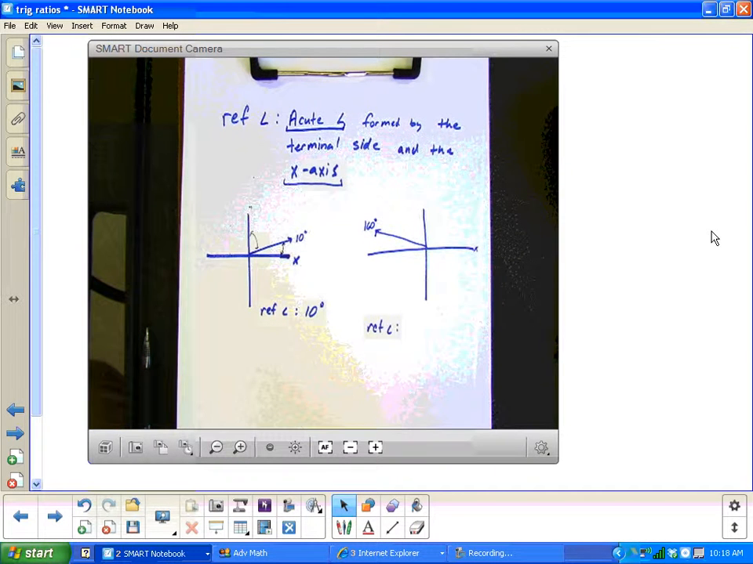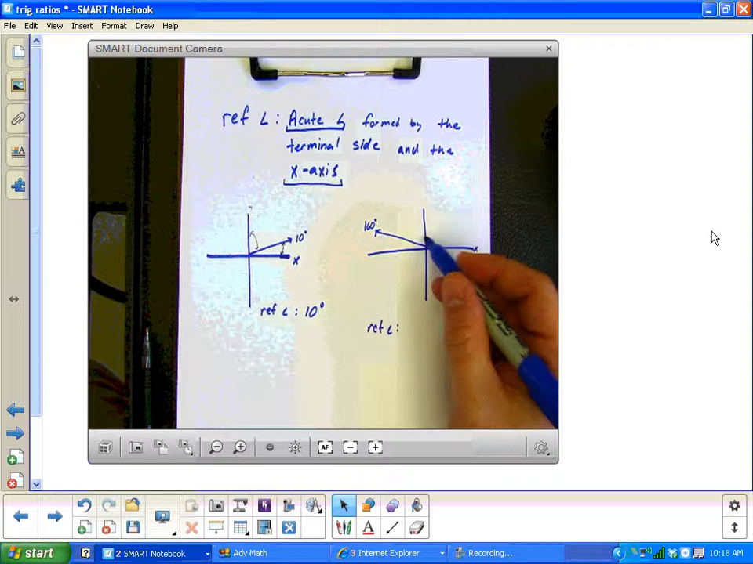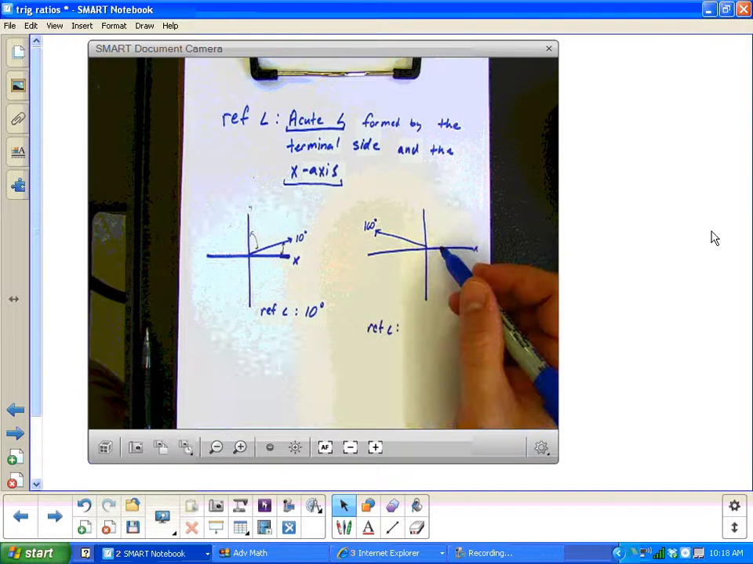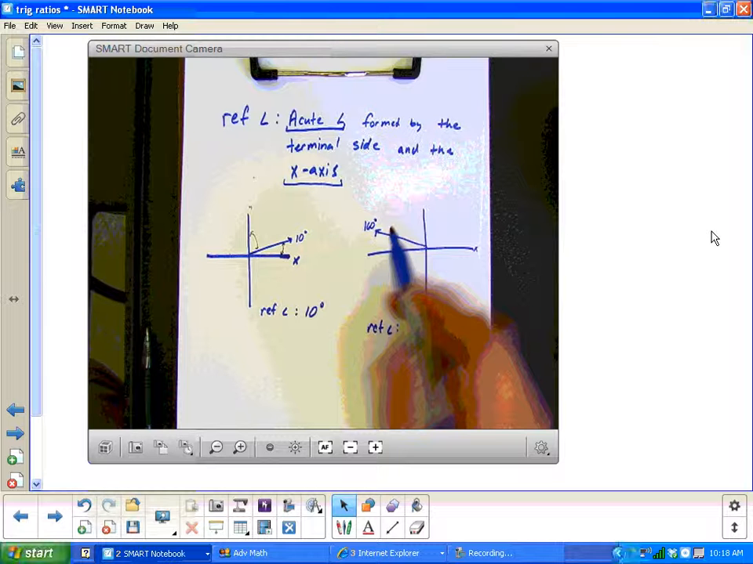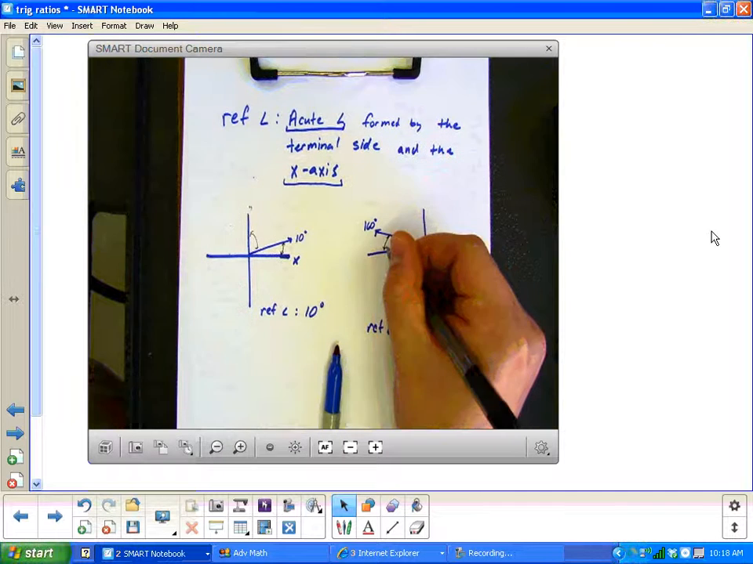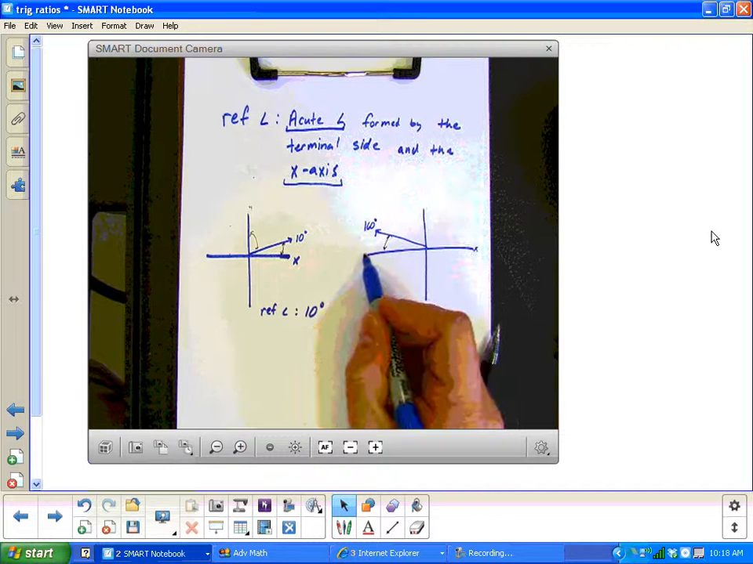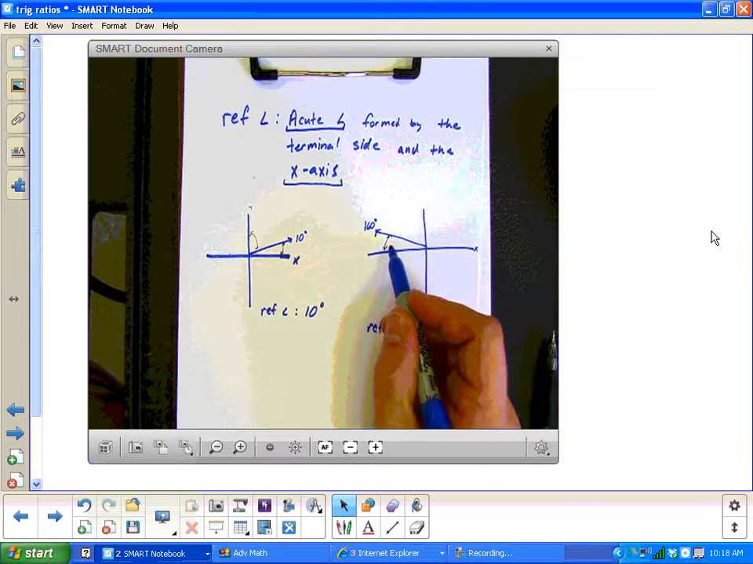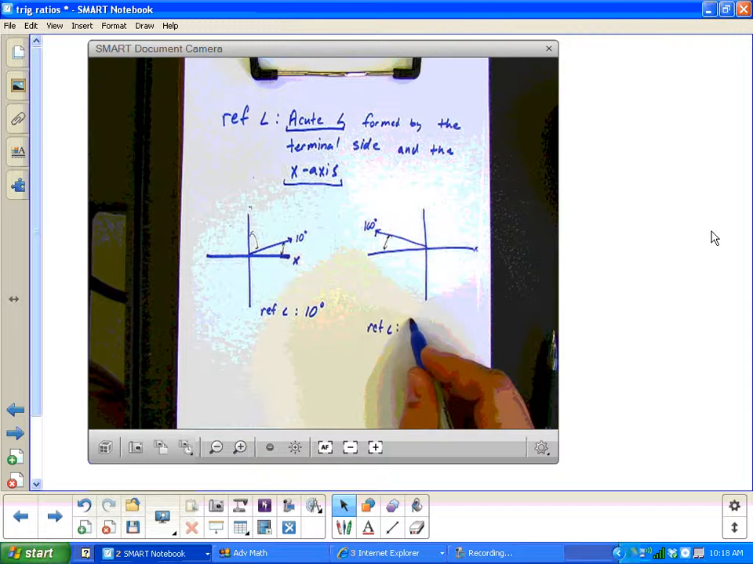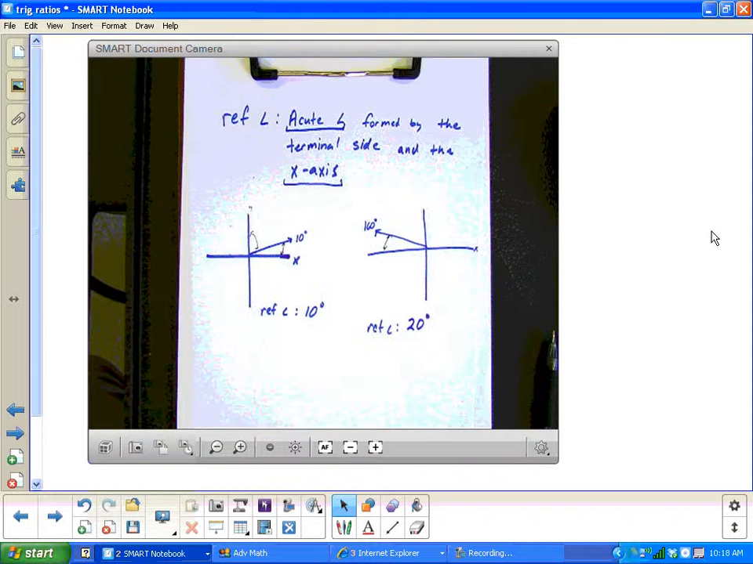Let's look at it. The x-axis. Now, I couldn't form it this way, could I? Because then it would be obtuse. So I would have to form it this way. So the reference angle would be this angle here. Now, we should know that this is 180 right here, right? And that's 160, so that angle would have to be 20. Alright, y'all see how to find reference angles now? From the terminal side and the x-axis, and it has to be acute.